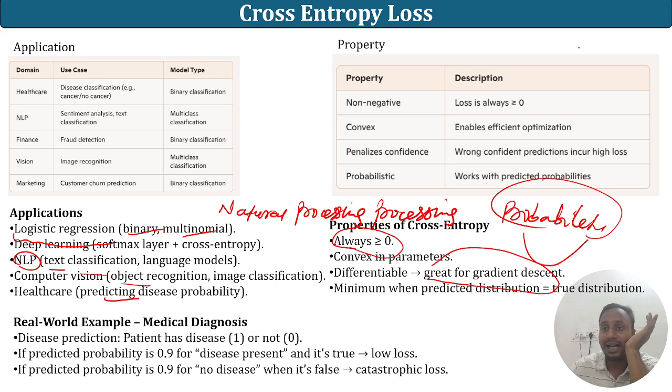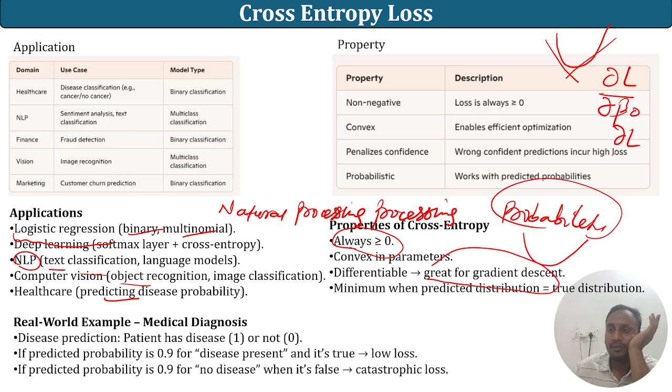Whenever we draw the curve, like the derivative of L with respect to beta naught, what will happen in that case? It will give good results, because the minimum is reached when the predicted distribution becomes the true distribution. I think it's clear, right? Cross entropy is something that... Okay, sir.